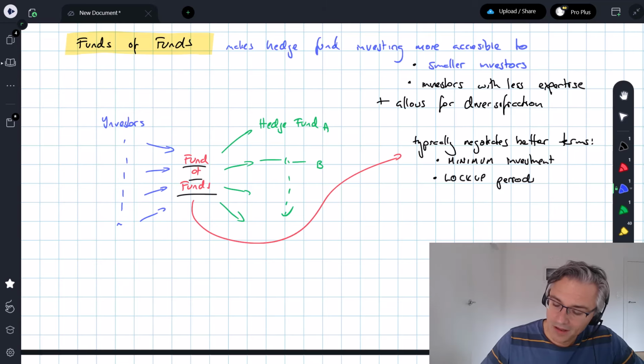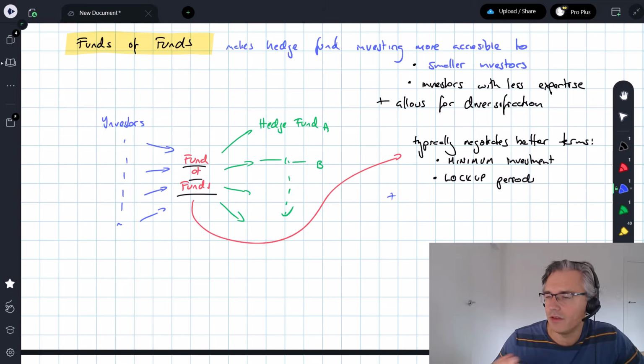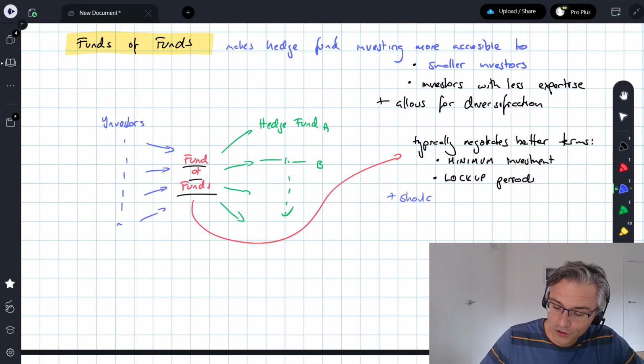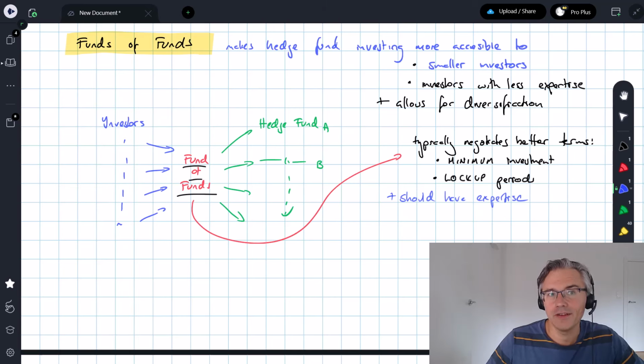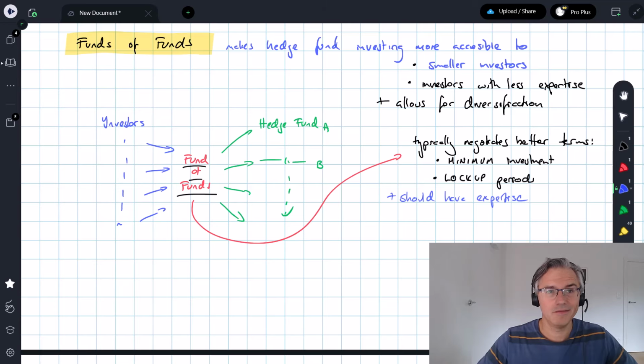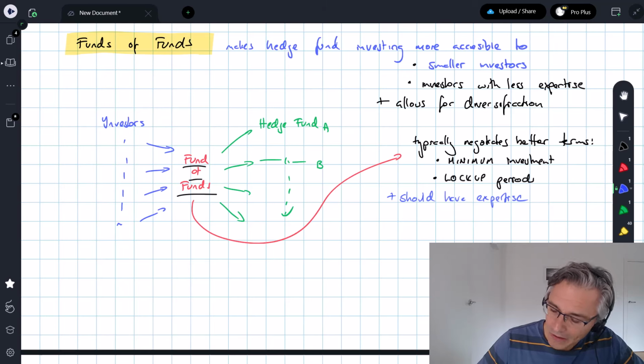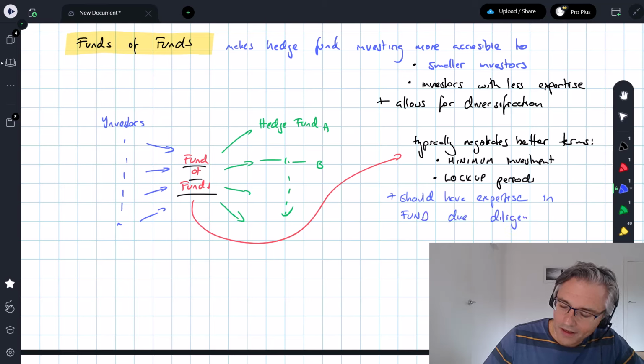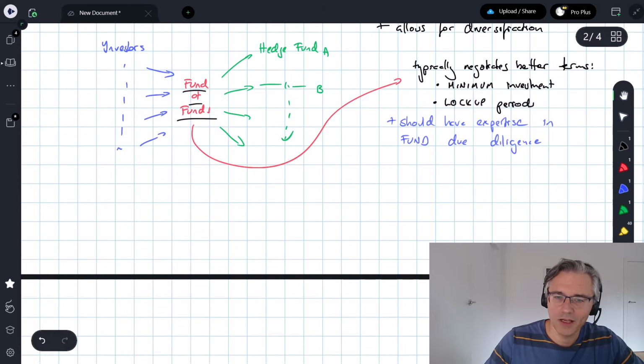And the whole idea also, let's not lose sight of this, is that the people running the fund of funds should ideally have a lot more expertise in selecting hedge funds and knowing which funds and which managers are good, definitely better than the individual investors would have on their own. So better expertise in fund due diligence, checking funds out and screening them against various criteria.